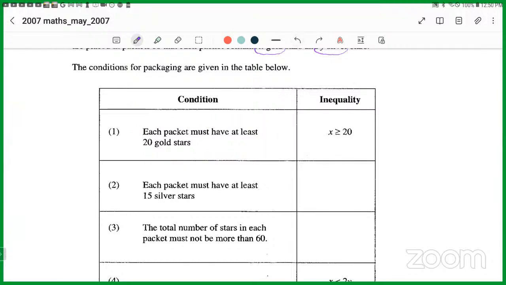So it says each pocket must have at least 20 gold stars. That means the number of gold stars must be greater than or equal to 20. So this first inequality is correct for this statement. The second statement says each pocket must have at least 15 silver stars. They want us to fill out these boxes. So the number of silver stars, which is Y, must be at least 15, meaning 15 or more, greater than or equal to 15. That is the second inequality.